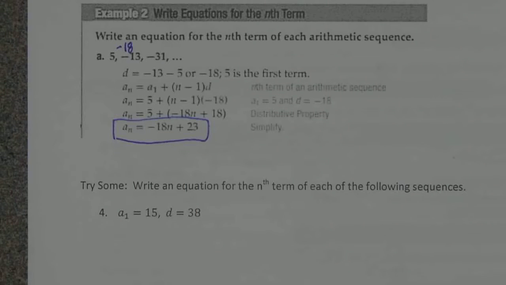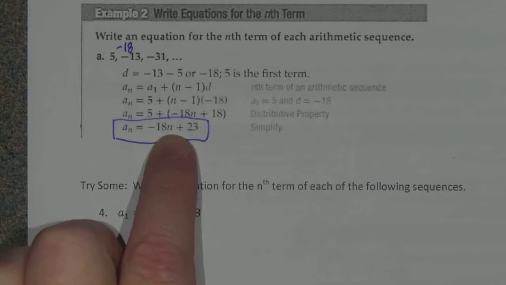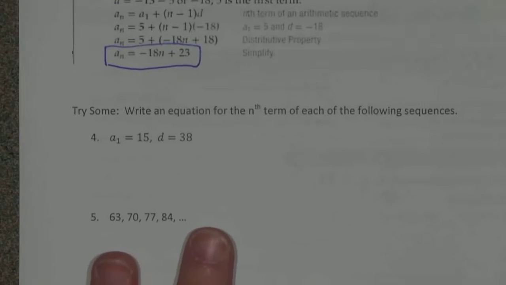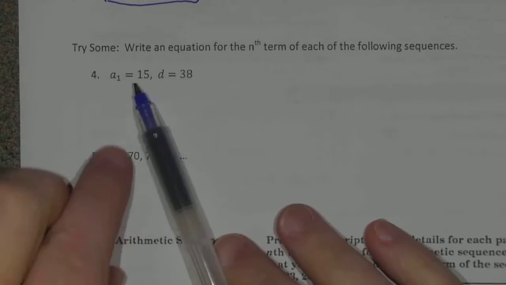Say I want to know the 2000th term. What am I going to plug in for n? So do you see how that formula would be really nice to have if you wanted to do more than one term? So what we're going to do on this next one is try it ourselves and write an equation for finding any term, the nth term of the sequence.